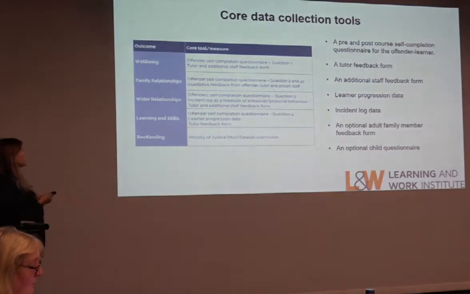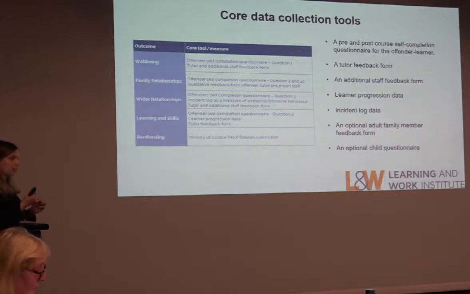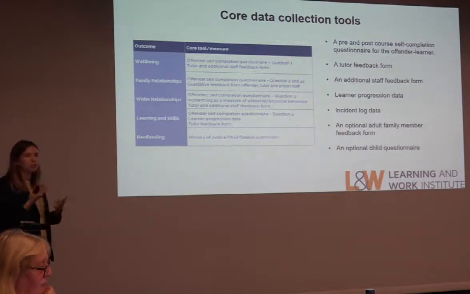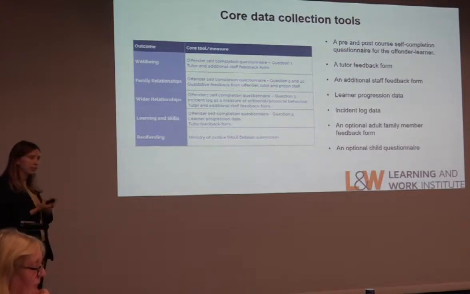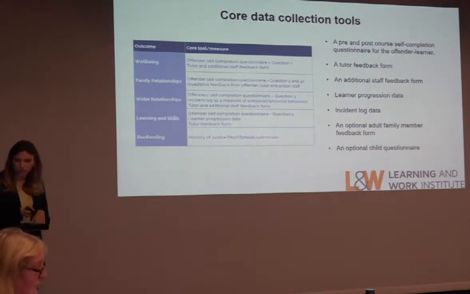So the core tools: we've designed a self-completion questionnaire for the offender learner, which can be used pre and post program and will give you an idea of distance travelled, a feedback form for tutors, a feedback form for other staff members, and then we've suggested using learner progression data and incident log data as measures. We've also done some optional tools for family members. We found that for some interventions it wasn't appropriate to interact with family members in that way, but some interventions that did have a better relationship with children or with accompanying adults wanted a way to collect data from them. So we've done that too.